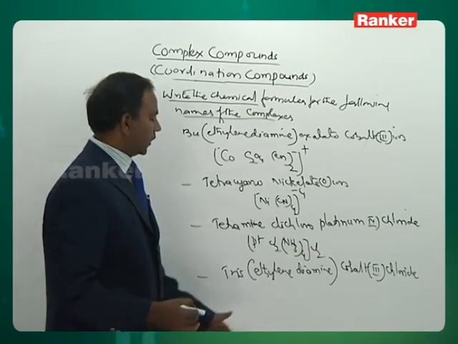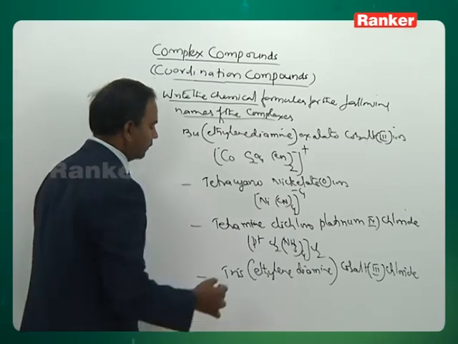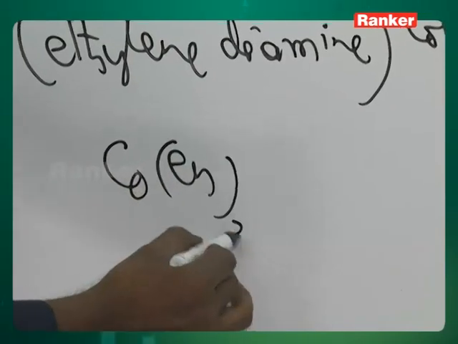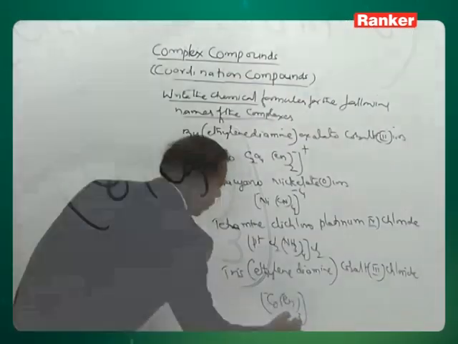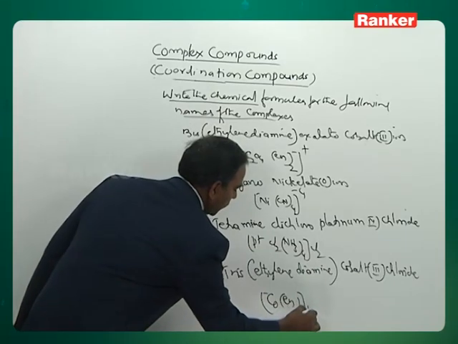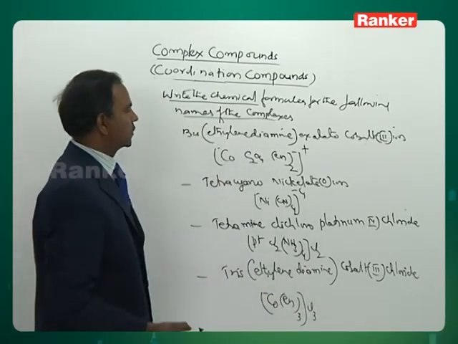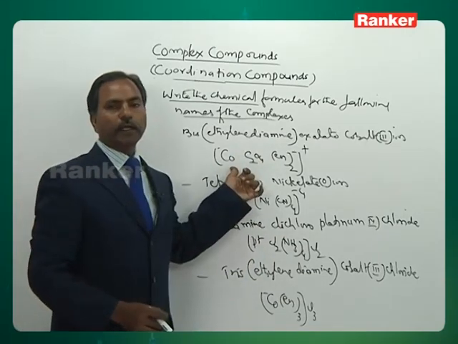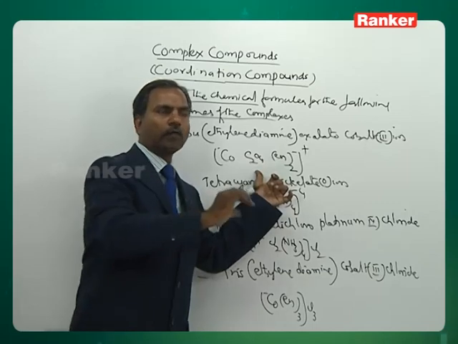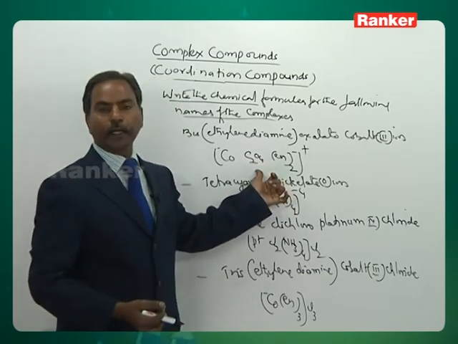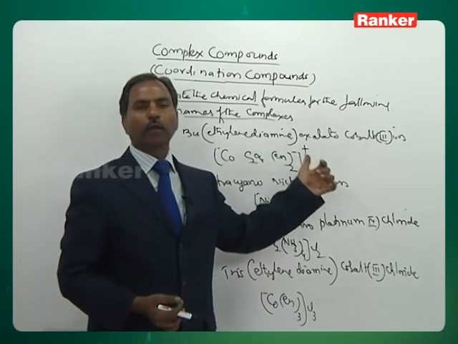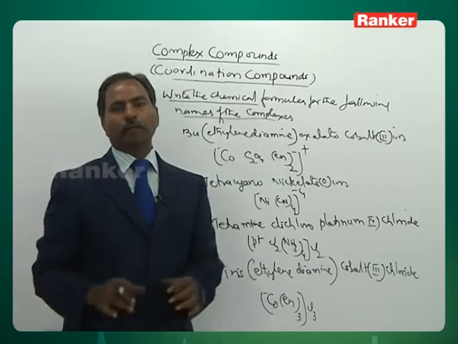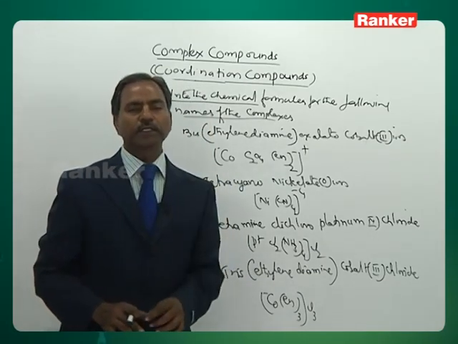Coming to the next one, tris(ethylenediamine) cobalt(III) chloride. First you write cobalt, then tris(ethylenediamine). Cobalt(III) chloride is said, so cobalt should be plus 3 and 3 chlorides outside. Like this, whenever the name of the complex is given, first you write the metal, next negative ligands following alphabetical order, followed by neutral and positive ligands. This is the way to write the formula of a complex when the name is given.